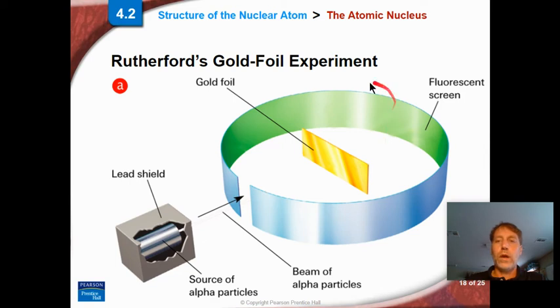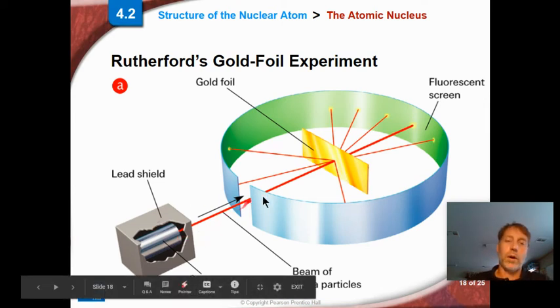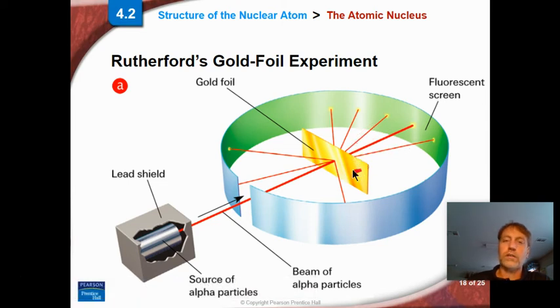Around it was a fluorescent screen that would pick up the alpha particles and tell us where they went. Whenever they passed through the gold foil, did they get deflected in some way? Did they get refracted? This is what happened: some of the alpha particles went through, some of them were deflected to the side, and some of them were completely bounced back. This is where they were detected on the fluorescent screen right here.